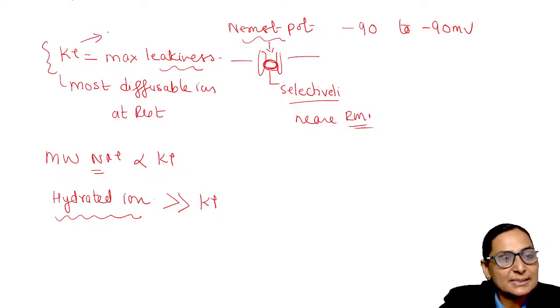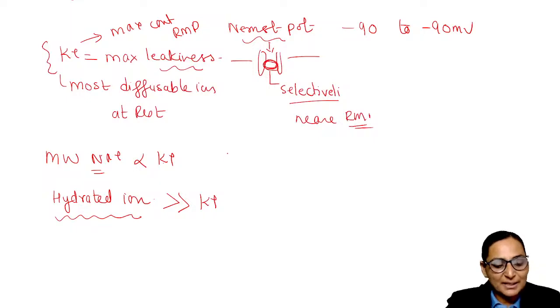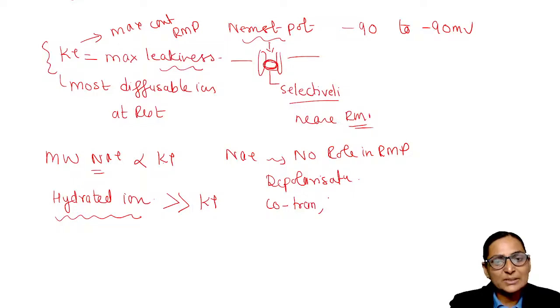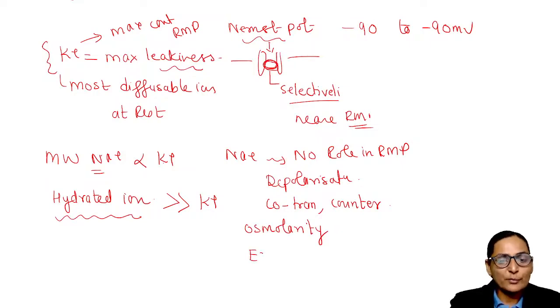Remember, this is the ion which has got a maximum contribution to RMP. As far as sodium is concerned, it has got no role in RMP. Seems very, very strange. It is. It has no role in RMP. Don't consider the sodium potassium pump. No role in RMP. It has got a role in the depolarization phase. It has got a role in the co-transports and counter transports. It is very, very important to maintain the osmolarity of the ECF, and therefore contributes to the ECF volume, right? Osmolarity and the ECF volume. Okay?